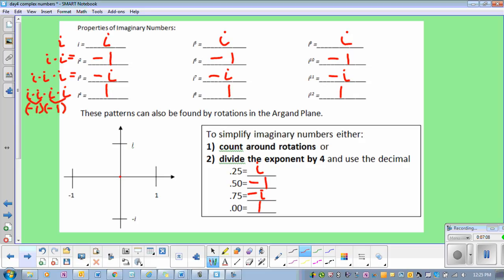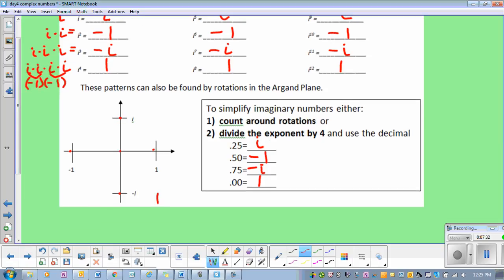So when you count around the rotations, this is 1, 2, 3, 4. So you could do 1, 2, 3, 4, 5, 6, 7, 8. But I think that's still a little confusing too. So here's something that you can also do. This is the remainder rule.